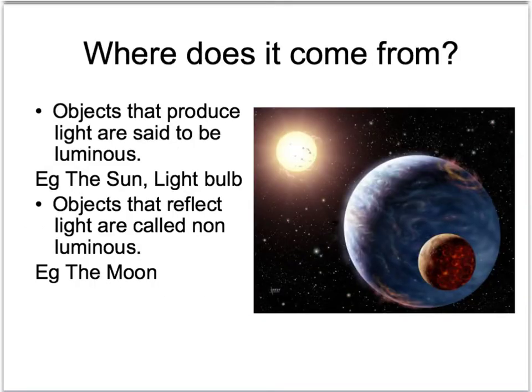So, where does the light come from? Well, objects that produce light we call luminous. For example, the sun, light bulbs, this monitor you're looking at, those are luminous. Things that reflect light, like the moon, that look shiny but are just shiny because they're reflecting the light of the sun, are called non-luminous. If the sun wasn't there, you wouldn't see the moon.